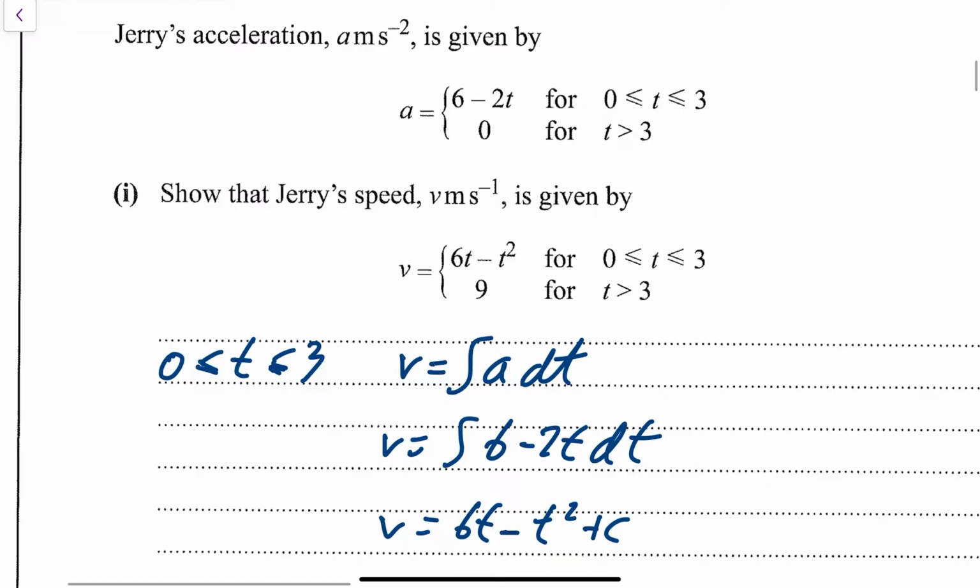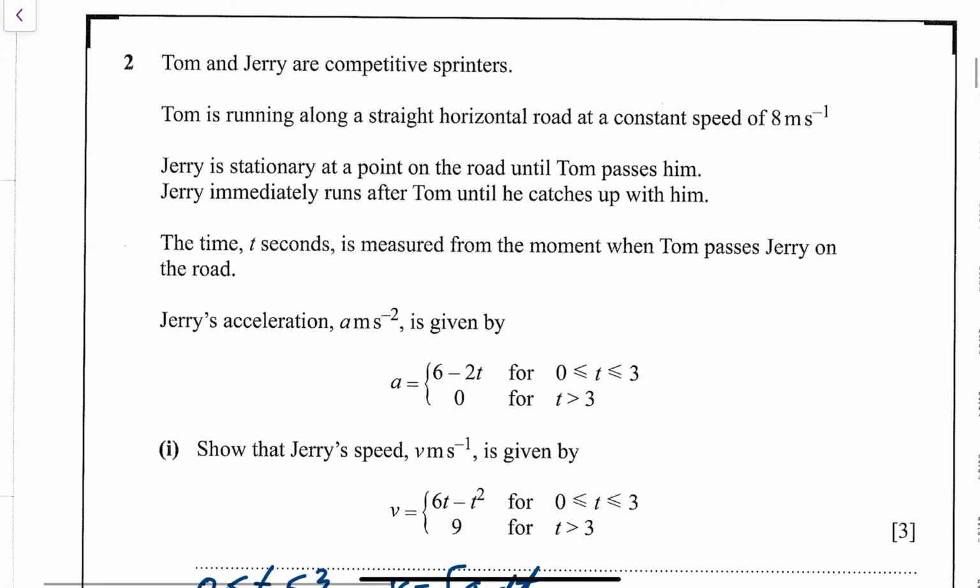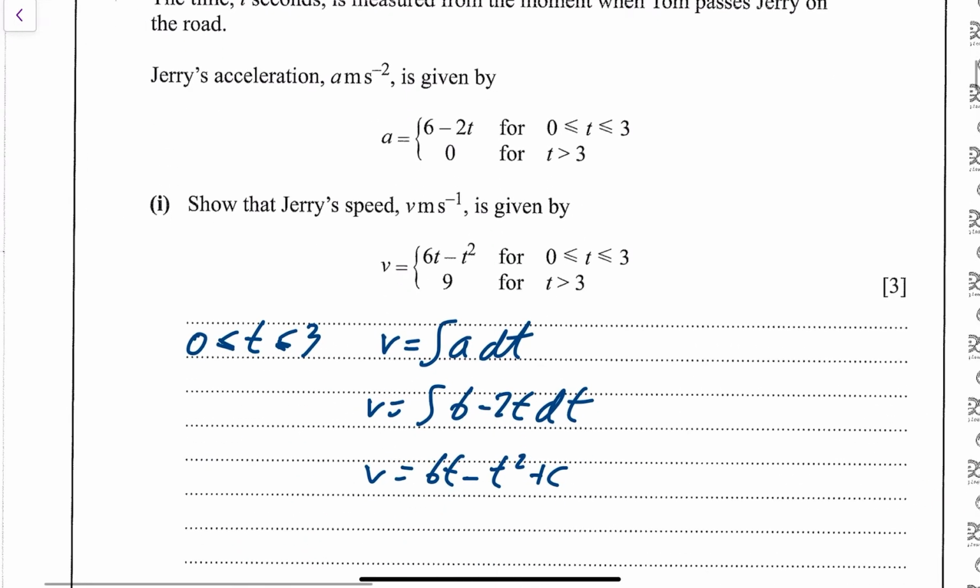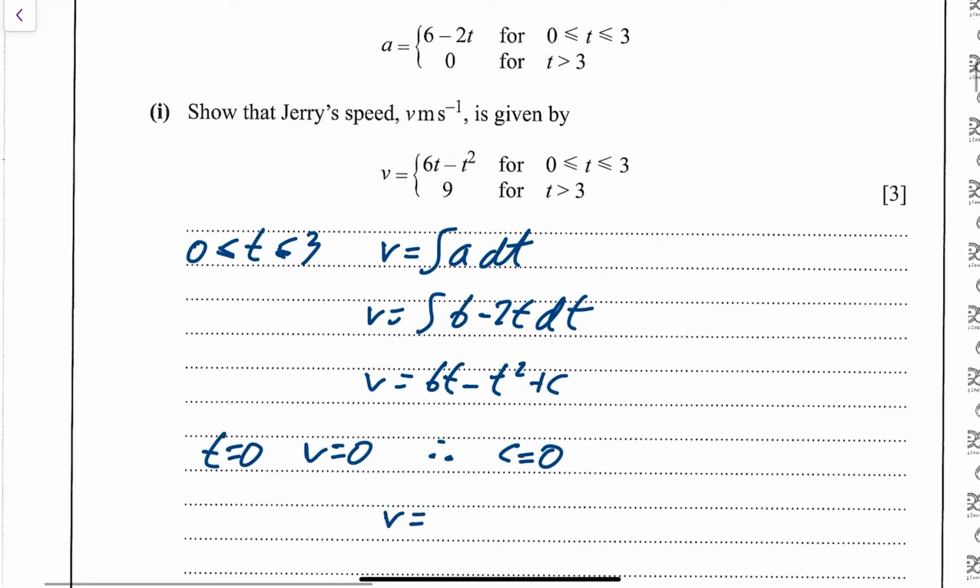Okay, how do I find my constant of integration? Now we've got to read the question. This was all about Jerry. So Jerry is stationary at the point. So at the time t equals 0, v equals 0, therefore 0 equals 0 minus 0 plus c, so therefore your c equals 0. So write that in, then your v is equal to 6t minus t squared. That's for the first 3 seconds, remember.